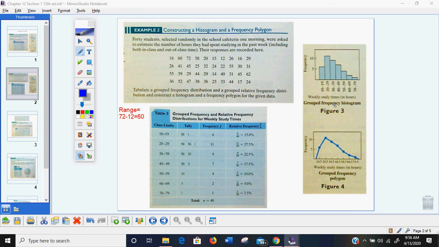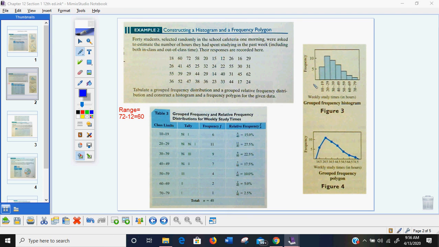Now over here on the right is where we do our histogram. We talked about this in the last example. Down at the bottom, instead of numbers, we have class limits now. So this is each class limit that's over here on the left. The first one had 6. So you go up to 6 and put a bar. The next one had 11. You go up to 11. Now what you want to notice is 11 is your highest.